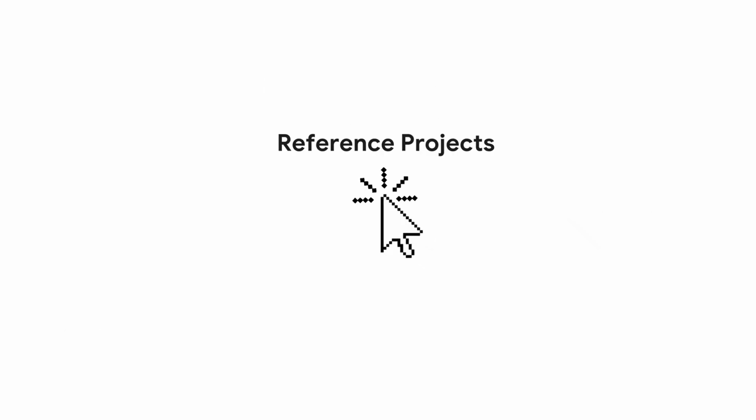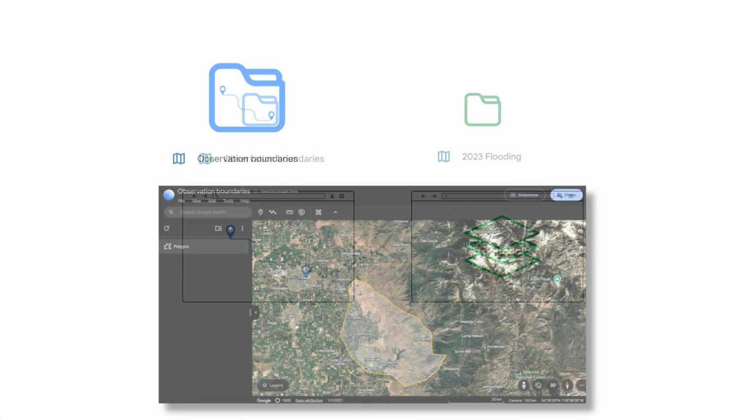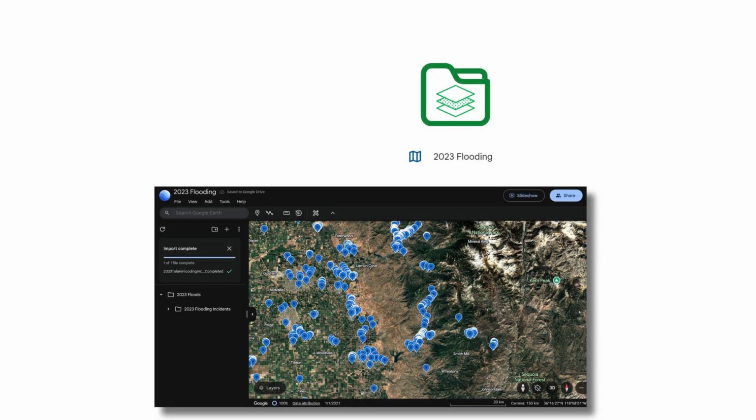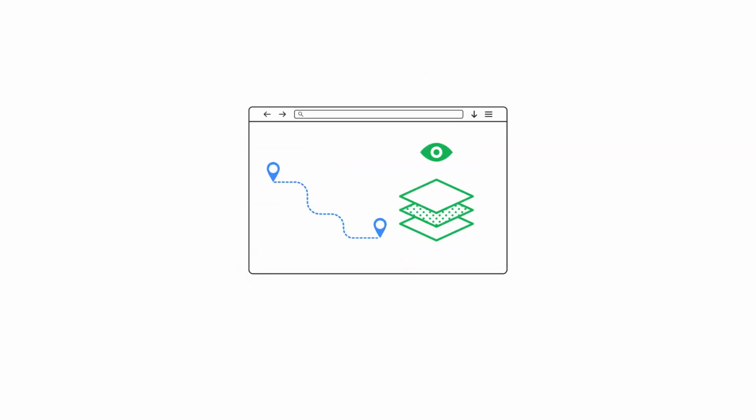Let me show you how you can use them. Let's say you have two projects, and one is an observation area boundary, and another project has flooding incidents data you downloaded from a government data portal. Instead of trying to merge both these layers, in Google Earth Web and Mobile, you can toggle your flood locations project as a reference project. And this overlays that data in your boundary project.